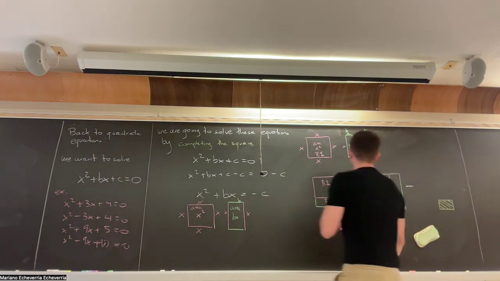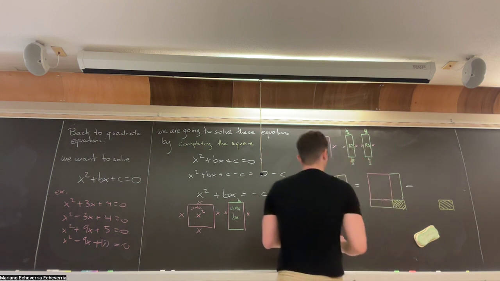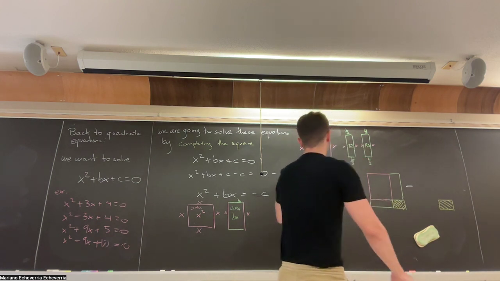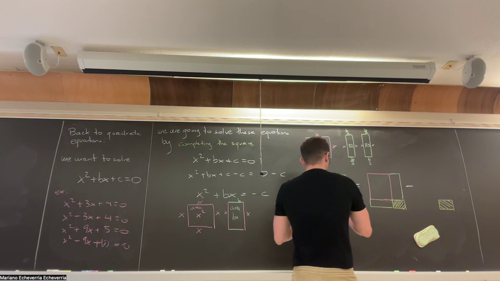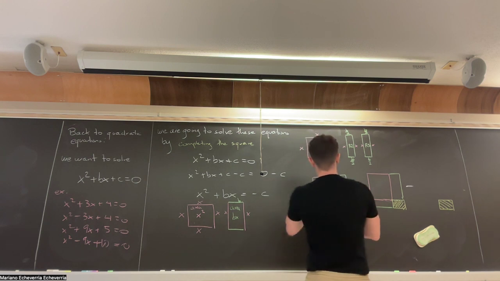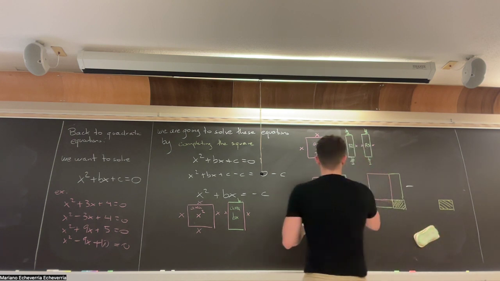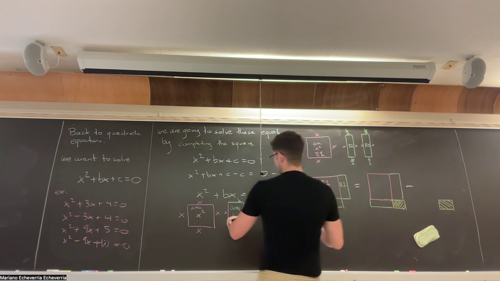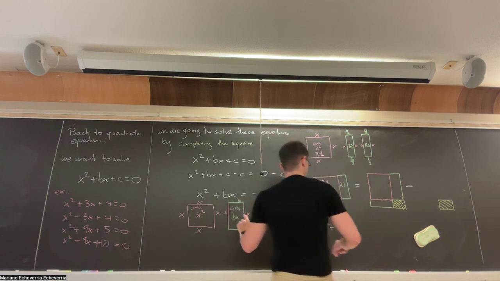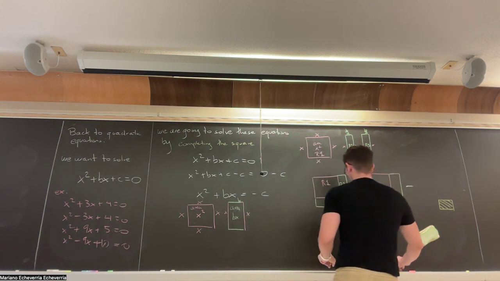Because let's think about what this says on this side. What was the area here? The area here was x squared, the area of the pink square, plus the area of the rectangles. The area of the rectangles was b times x.